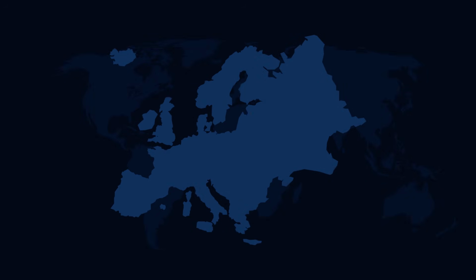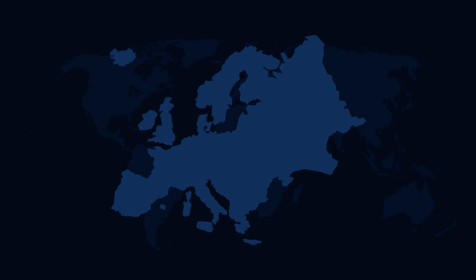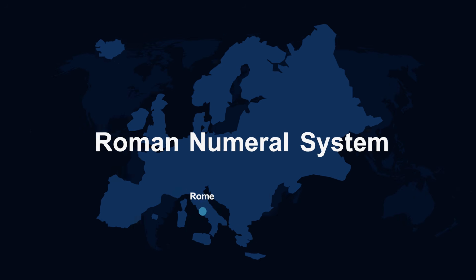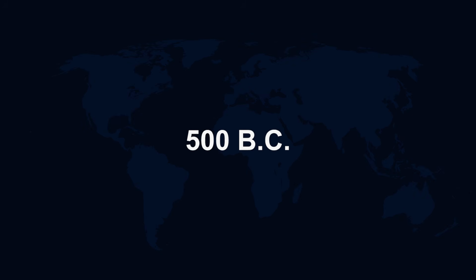However, previous to its introduction in Europe, the Arabic numeral system could only be found in a few locations, and was referred to as the Hindu numeral system. At that time, there wasn't a very universal numeral system, but in Europe, the most commonly used numeral system was the Roman numeral system, which, as the name suggests, was invented in Rome. They were created around the time Queen Esther was born, about 500 BC.